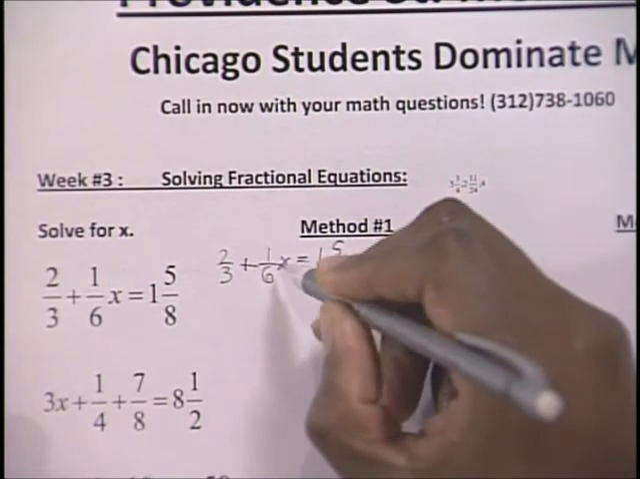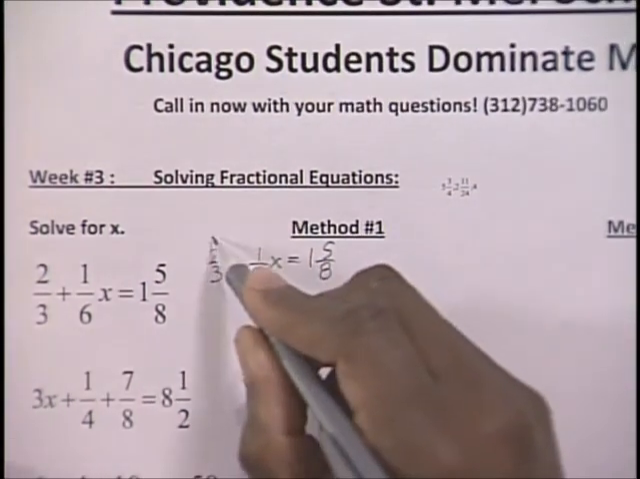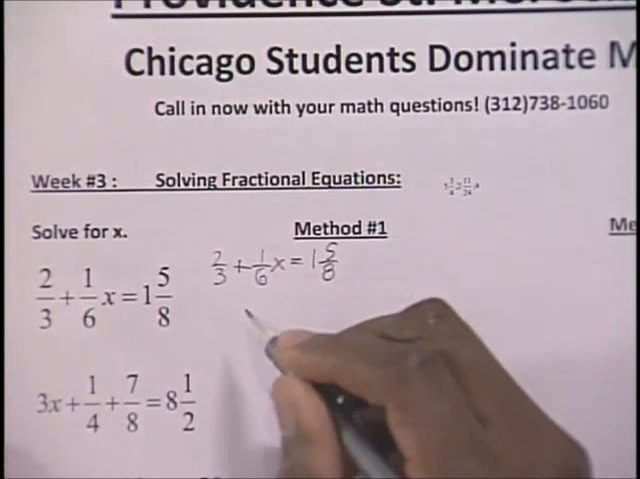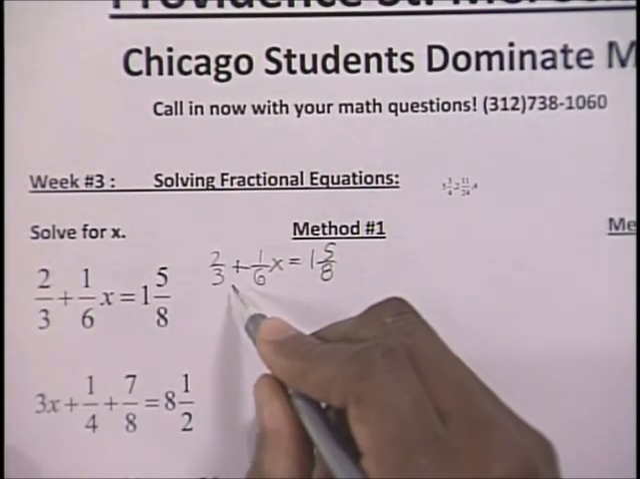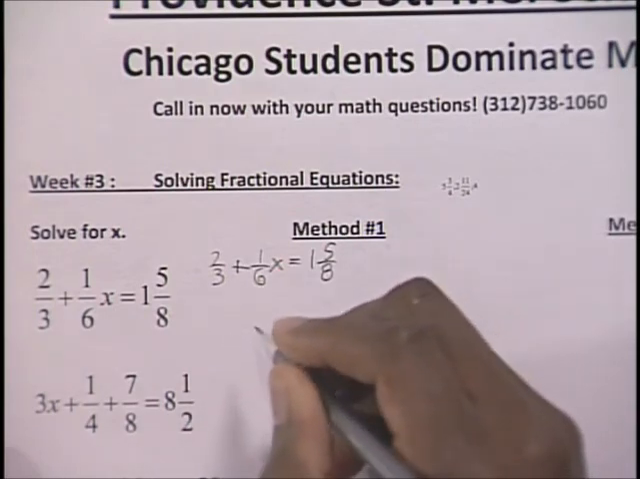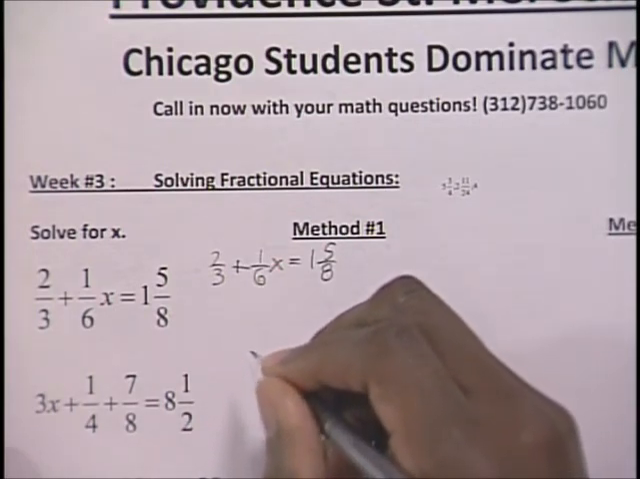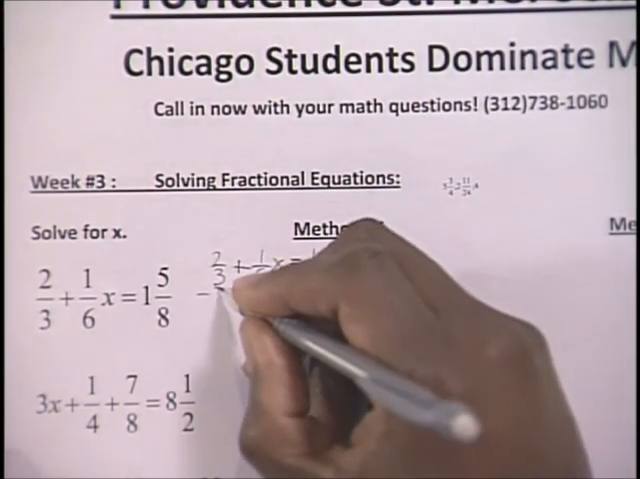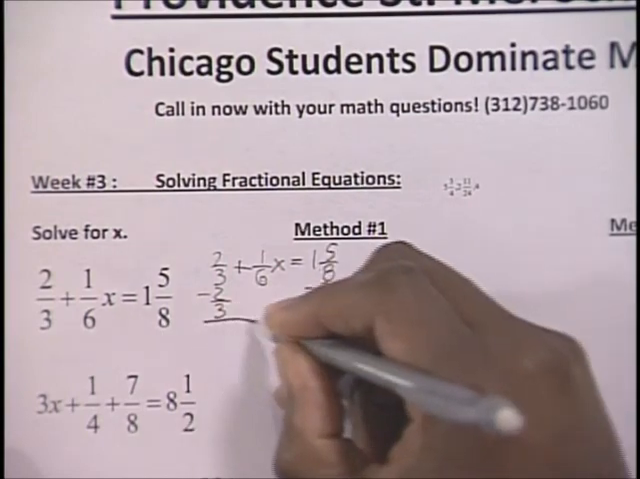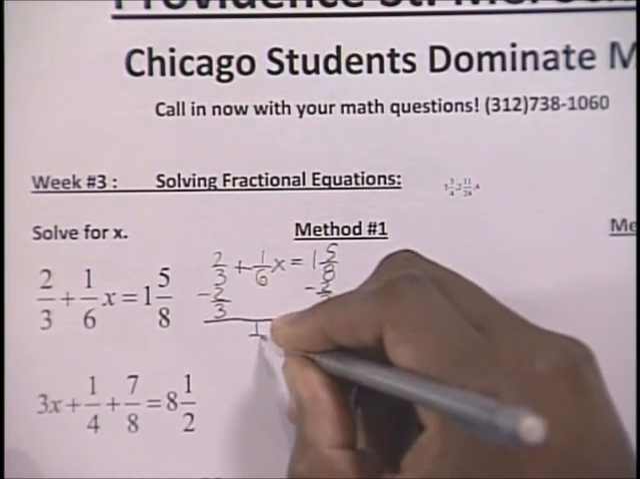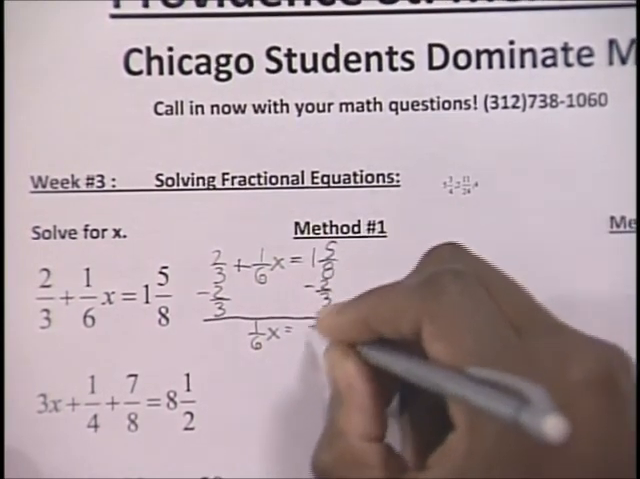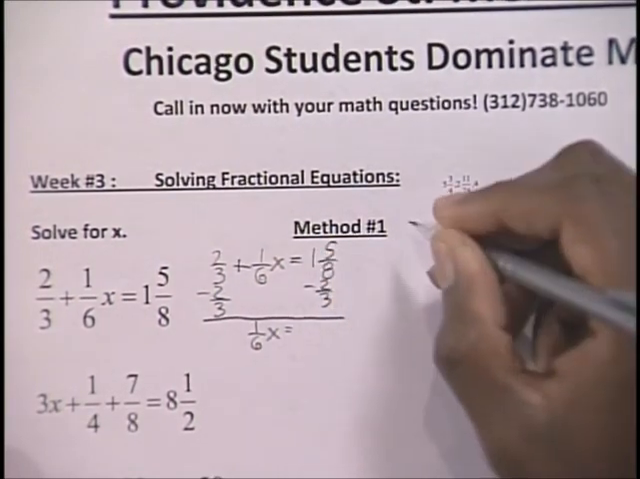What your teachers might say to you is to use the inverse order of operations. What that means is that normally with the order of operations, you add and subtract last. With these equations, we're going to add and subtract first. So let's subtract, in this case, 2/3. Subtract 2/3 and you end up with 1/6x is equal to the result of 1 5/8 minus 2/3.